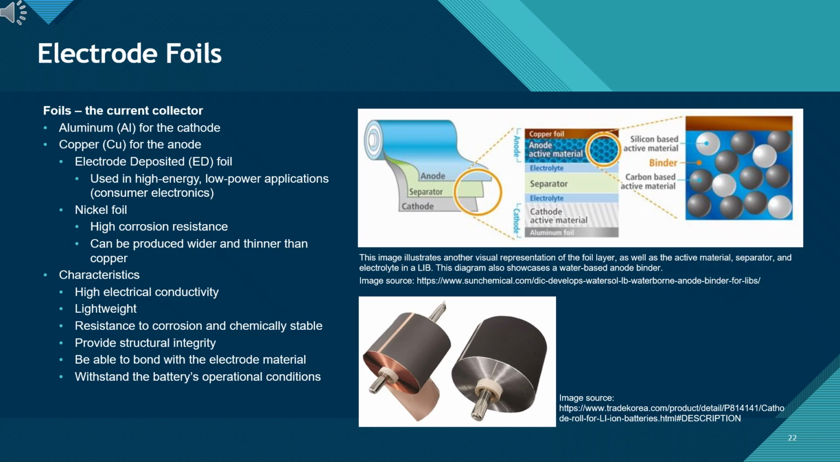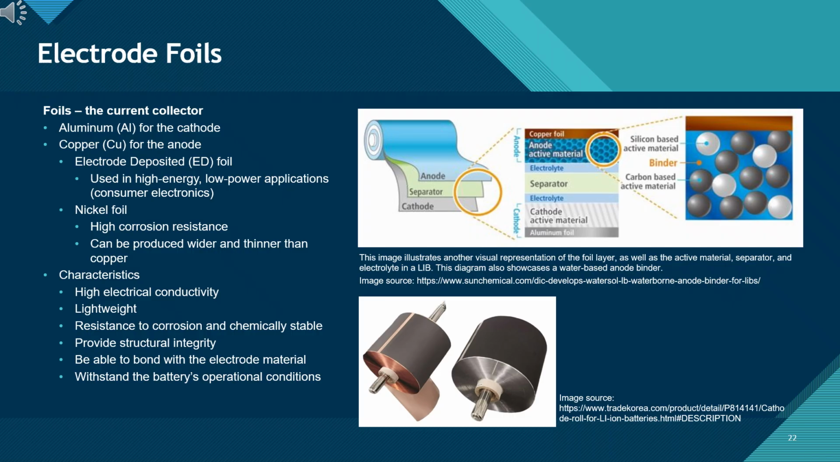Electrode foils. We have talked about the active powders and the binders. Now, let's talk about the foundation they sit on, the electrode foils. In technical terms, we call these current collectors. Their job is exactly what it sounds like. They collect the electrical current generated by the chemical reaction and send it out of the battery to power your device.